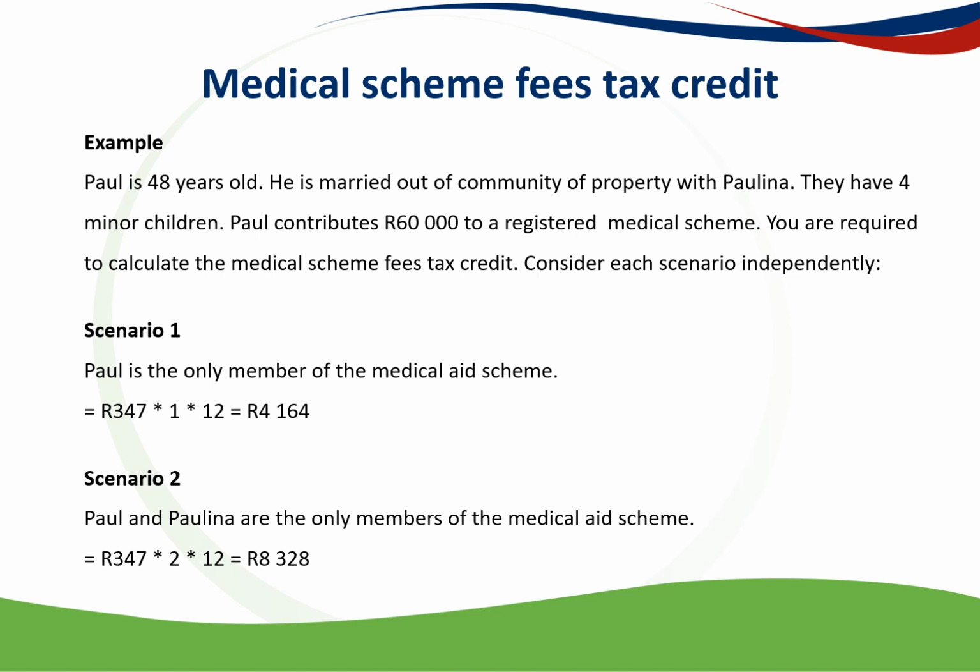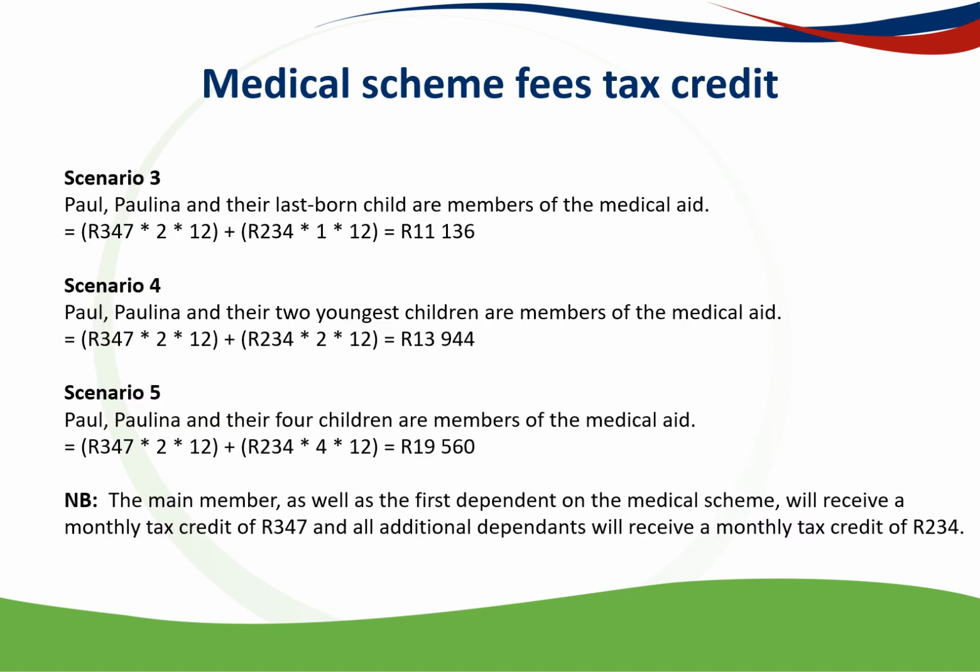Scenario 1, Paul is the only member. In the previous slide, I said 347 per member, and it's only him, and it's per month, so times 12 months. There it is, 4164. Scenario 2, we said 347 for Paul plus 347 for Paulina. Remember, Paulina is the dependent, so it's 347 times 2 people times 12. Scenario 3, only their last born child is a member of the medical aid, so that's one dependent. So it's Paul and Paulina at 347, 2 of them, 12 months, and then the last born child is a member, 234. Remember, it's one child only, one additional dependent, times 12 months.